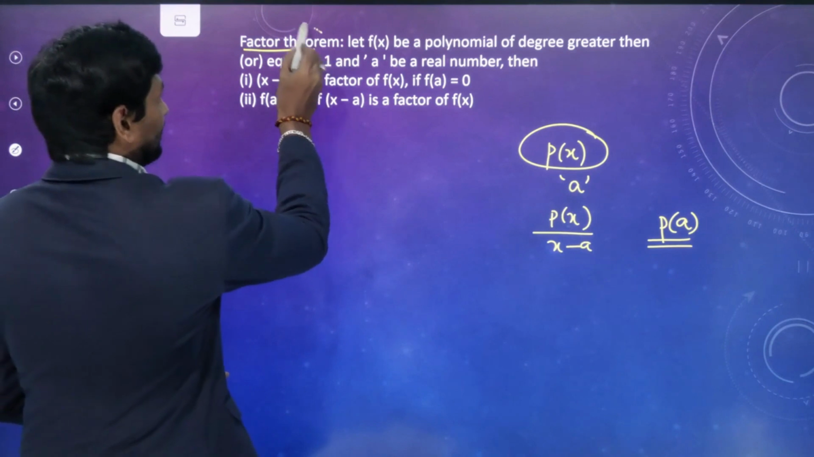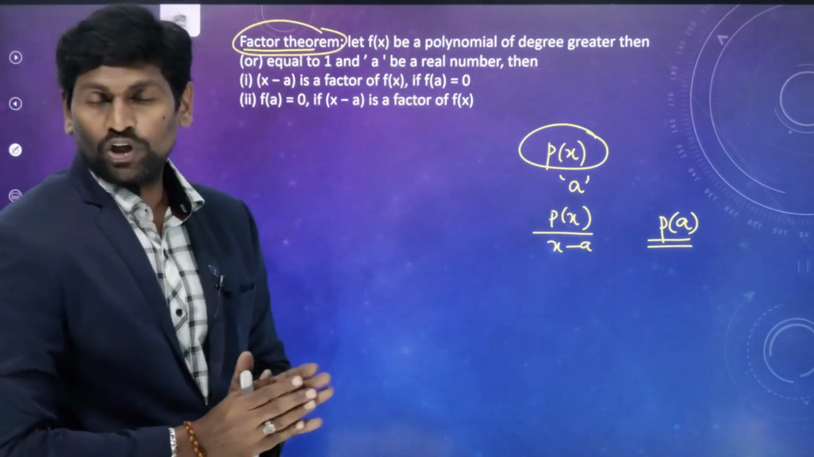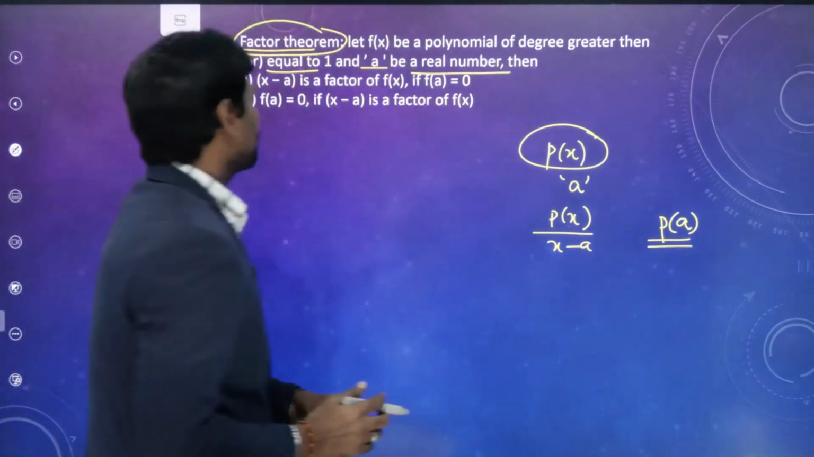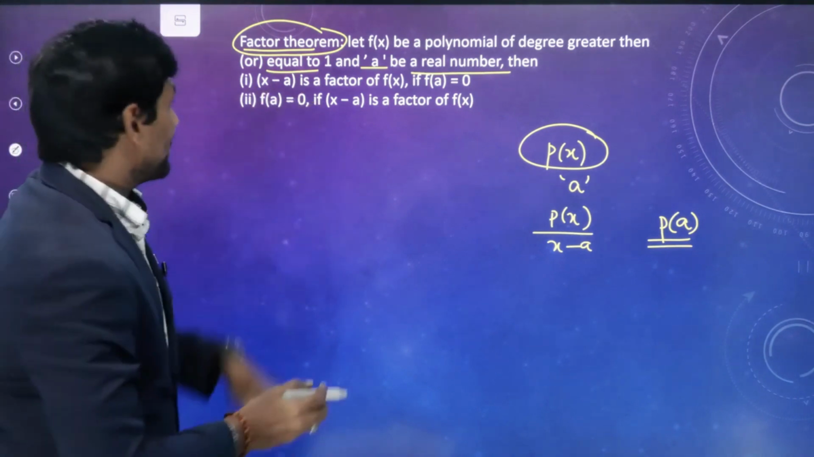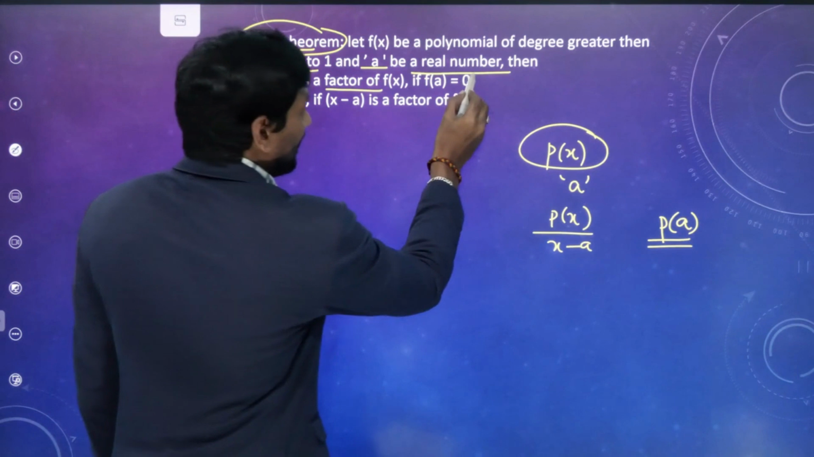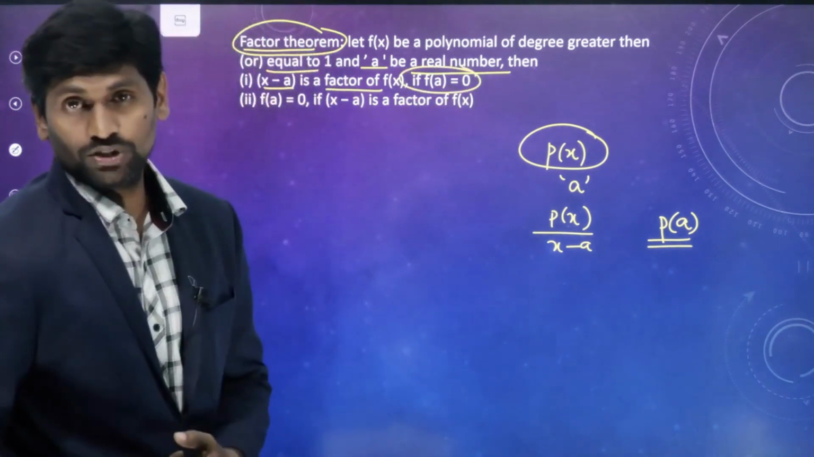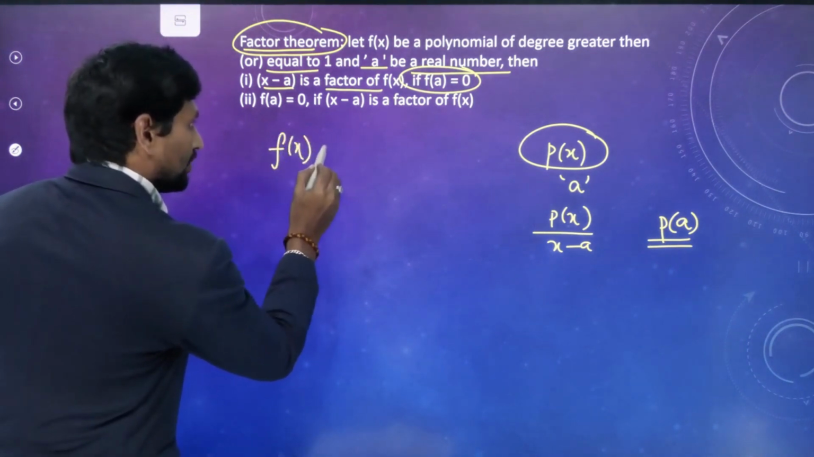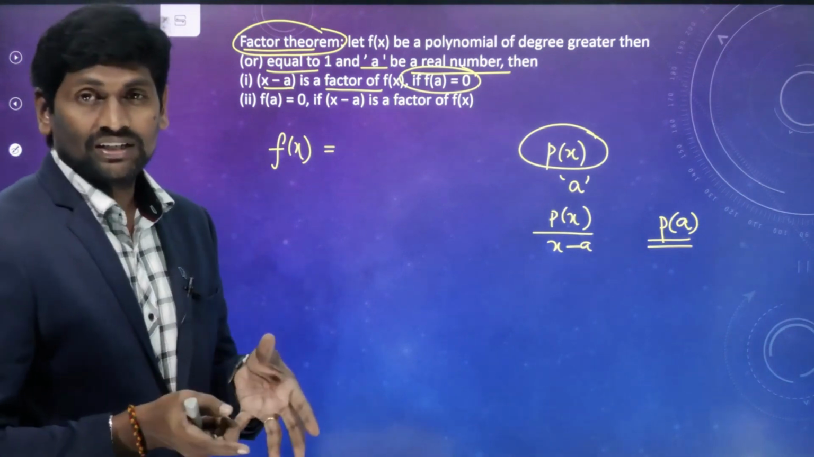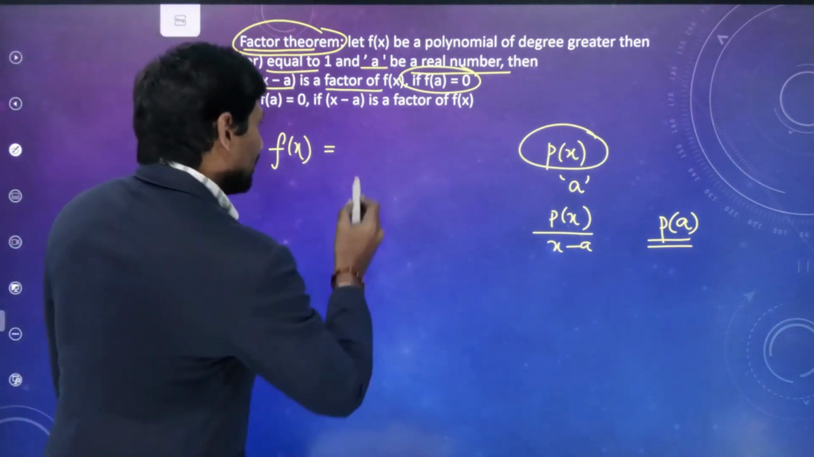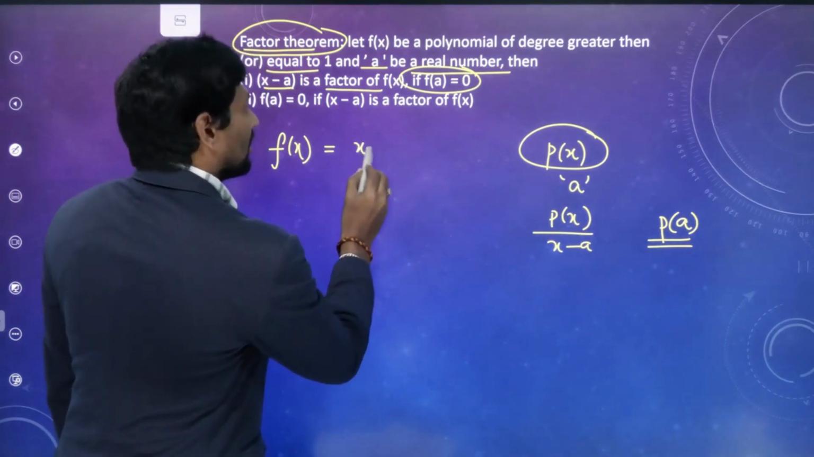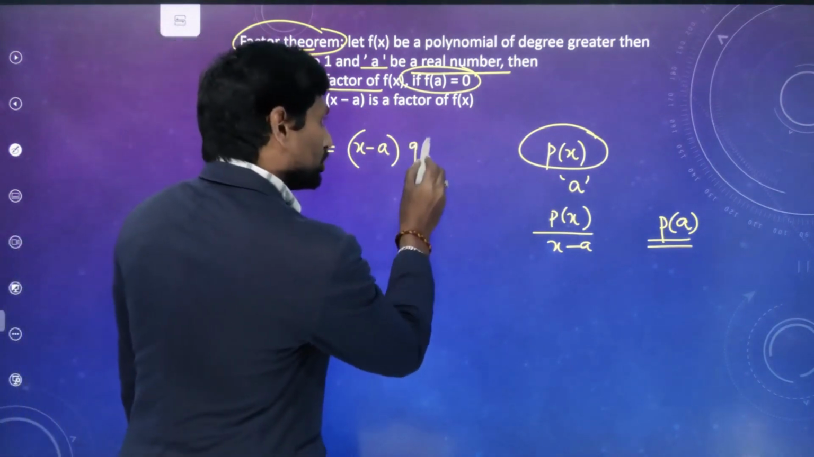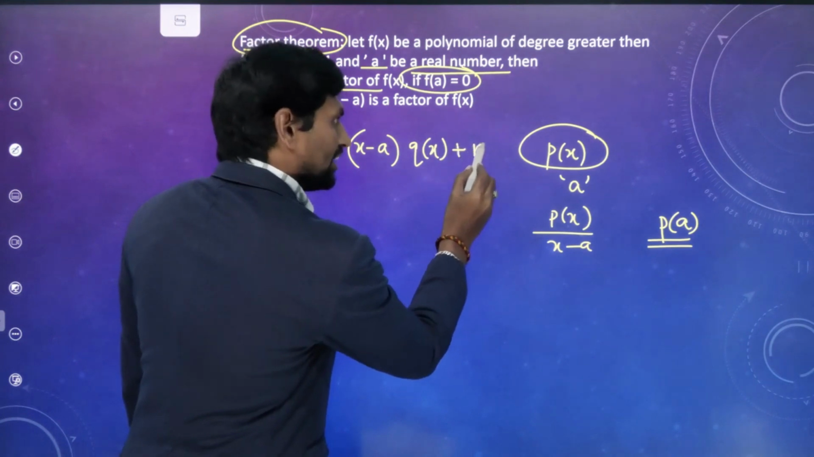In the same way, coming to the factor theorem, if f of x is a polynomial of degree greater than or equal to 1, and a can be any real number, if x minus a is a factor of f of x, we need to show that f of a equals 0. So if f of x is divided by x minus a, it will give some remainder, and at the same time a quotient also. That means f of x equals x minus a, a linear polynomial, into quotient q of x plus remainder r of x.